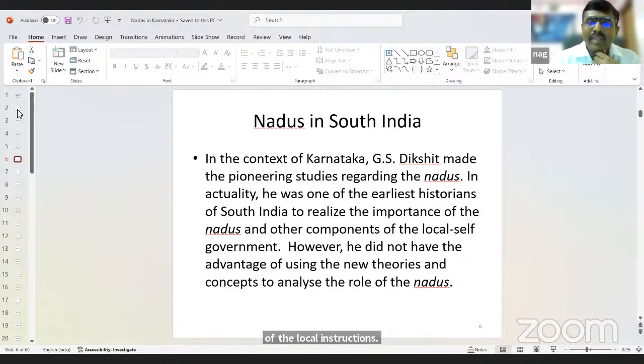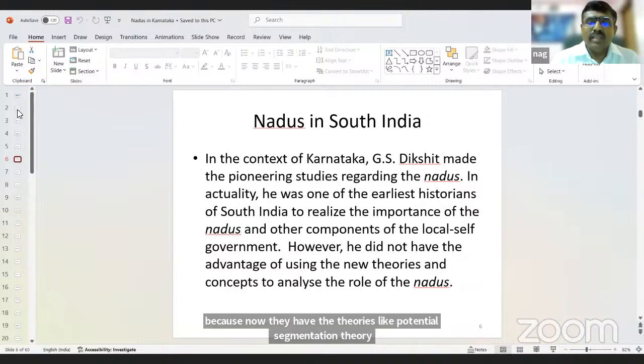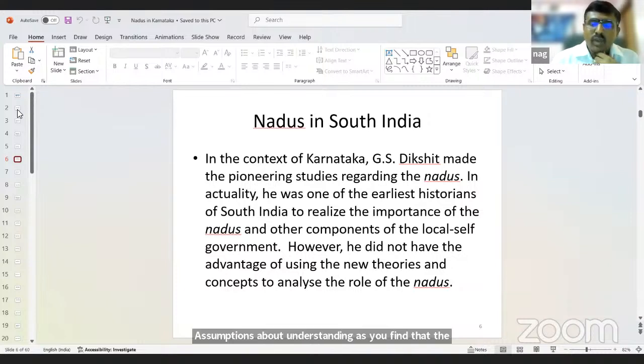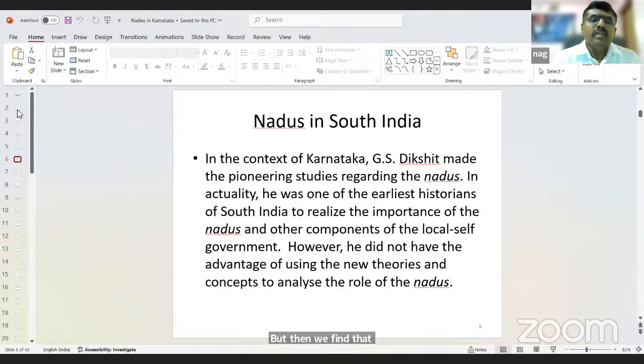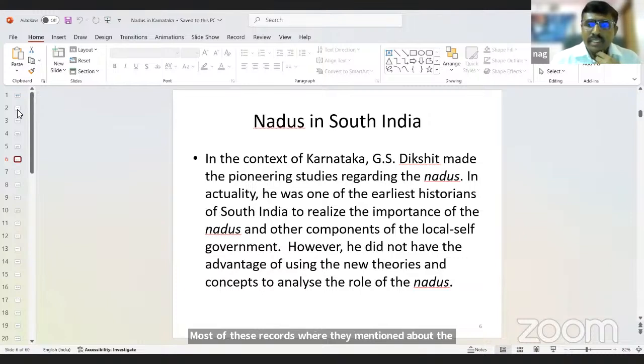But he did not have the advantage of modern scholars, because now they have theories like Stein's segmented state theory, the assumptions of Stein, and these concepts and ideas. All these were not available to Dikshit, so you don't find analysis of the segmented state and those kinds of theories. But Dikshit made a study of most of the inscriptions of the Nadus, and he has provided information regarding most of the records where they mention the Nadus and their functioning. This is a very important work for us to begin with regarding the Nadus.